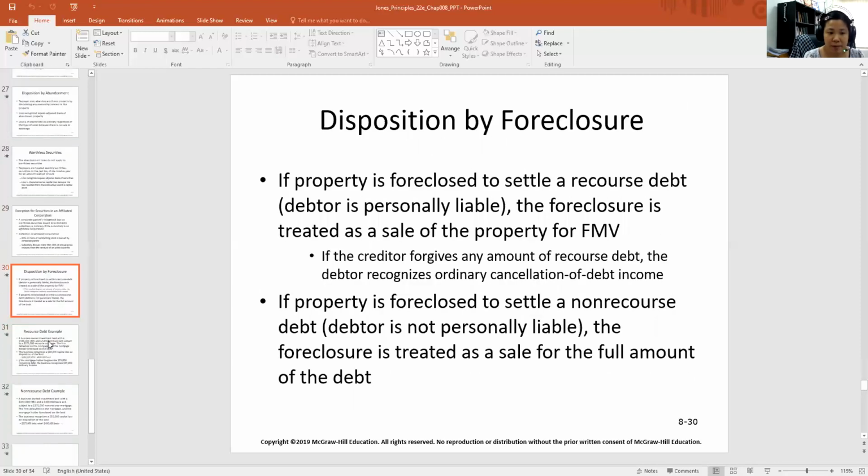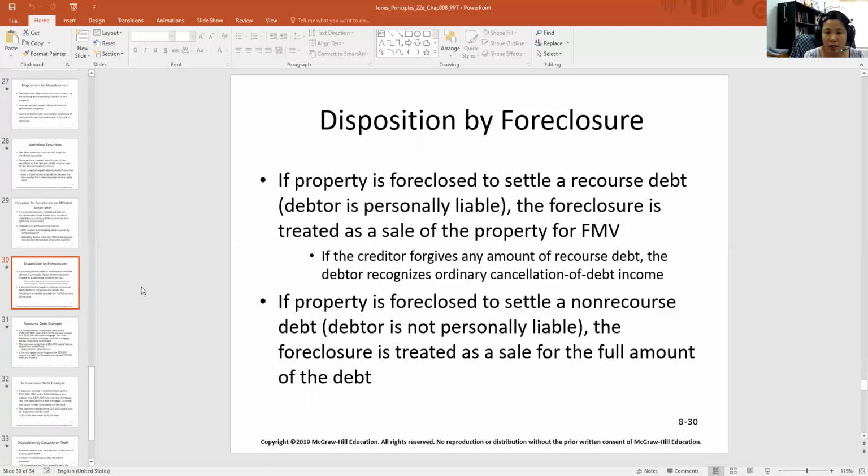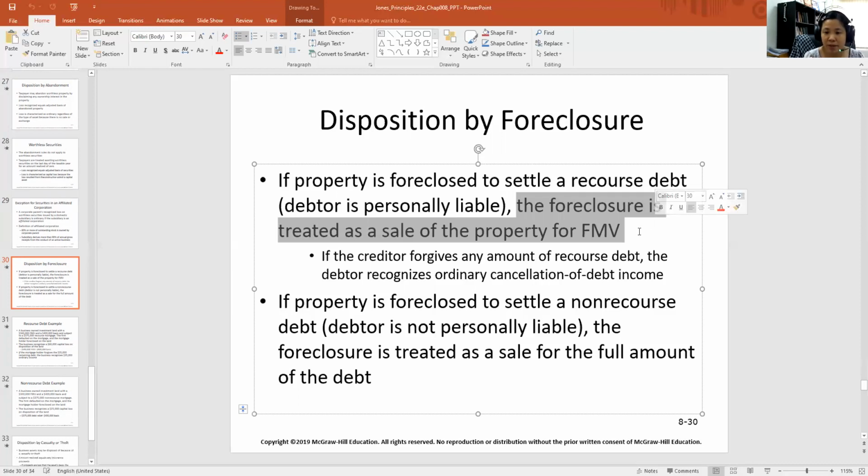Okay, disposition by foreclosure. This happens when, for example, a company borrows money to purchase an asset. Let's look at, for example, a recourse debt. Recourse debt means the debtor is personally liable. Personally liable here means if they cannot pay back the debt, they have to pay from their own pocket. They have to sell their own property to pay back the debt. The foreclosure is treated as a sale of the property for fair market value.